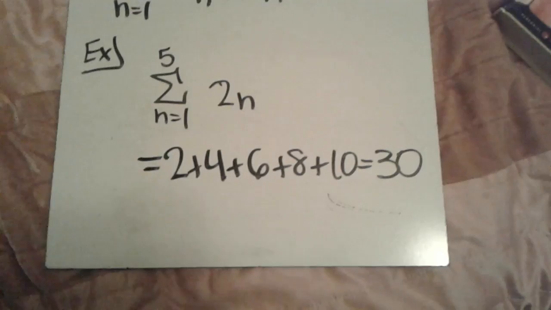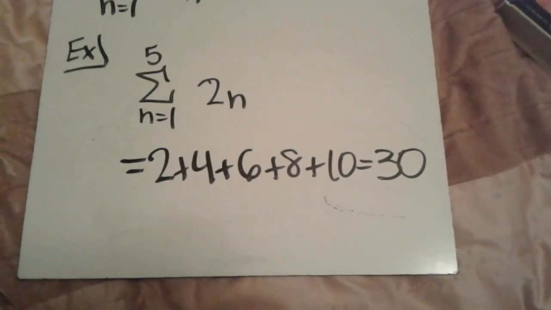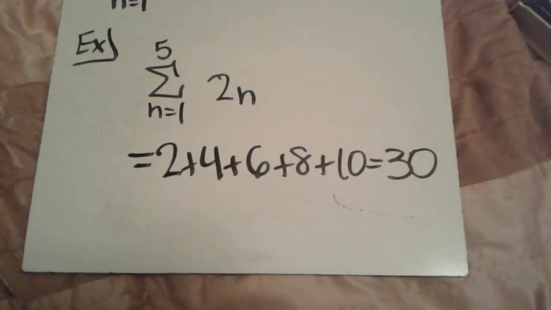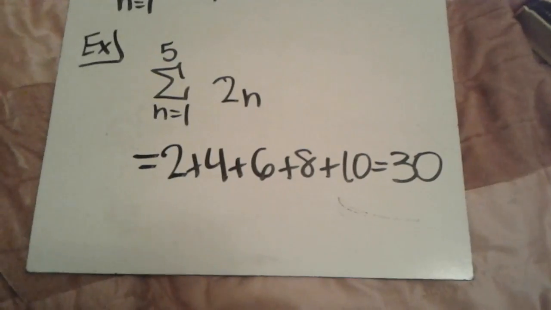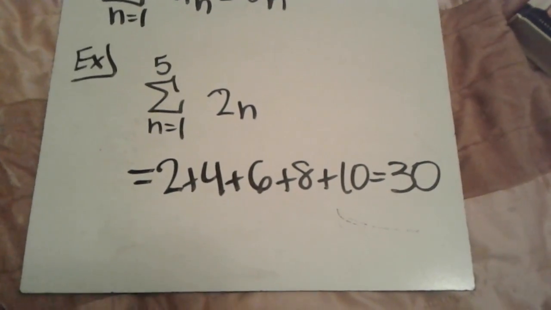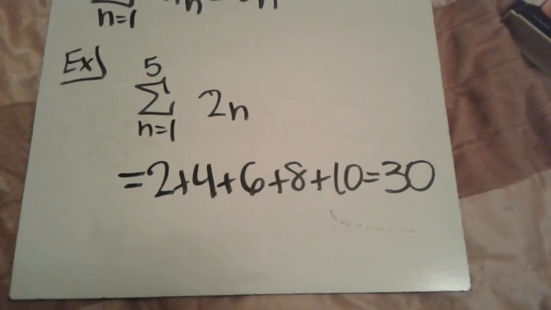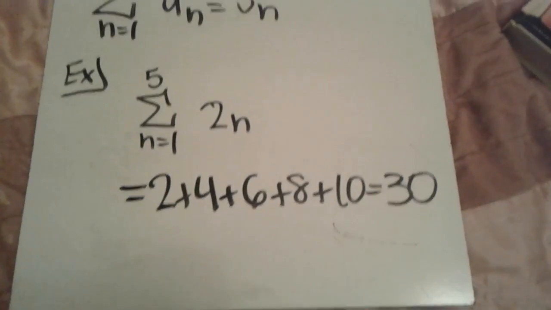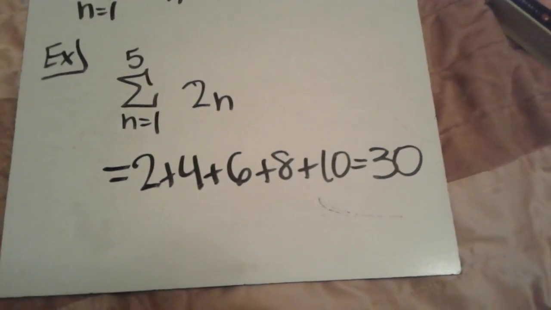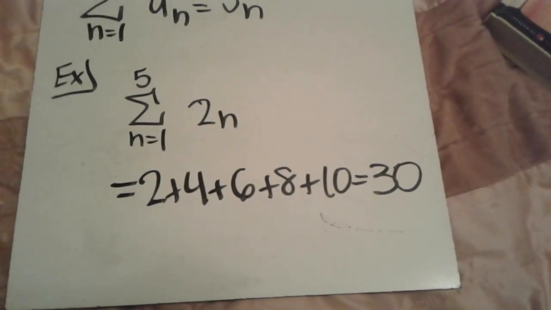So when plugging this in, you would start off by plugging in 1. So 2 times 1 is 2, which is the first term. The second term you would add on would be 2 times 2, which is 4. 3 times 2, 6. 4 times 2, 8. 5 times 2, 10. And since that's the fifth term, you have to stop there. Add them all up together, 2 plus 4 plus 6 plus 8 plus 10, which would equal 30, and that is your sum to the fifth term.